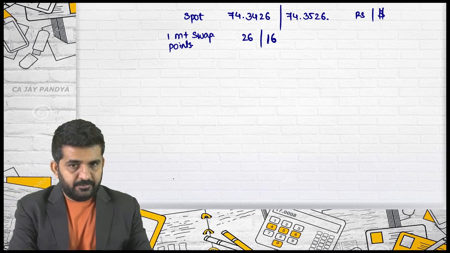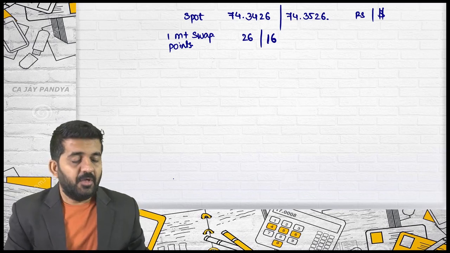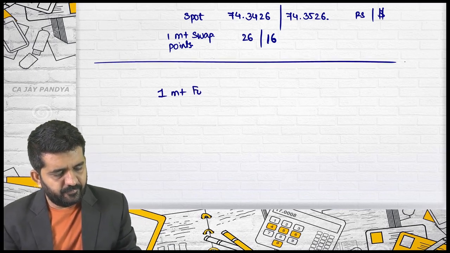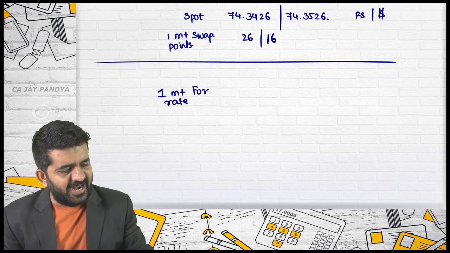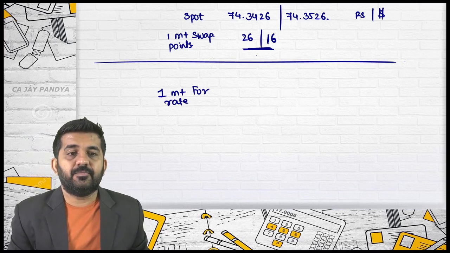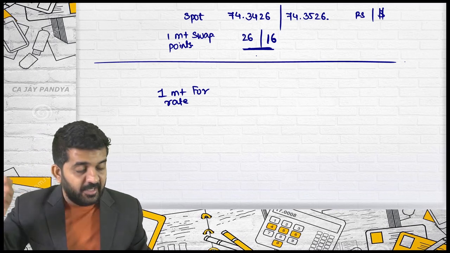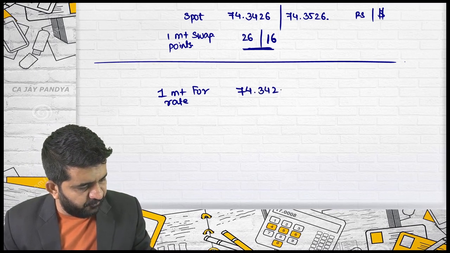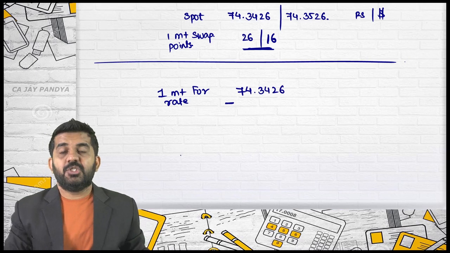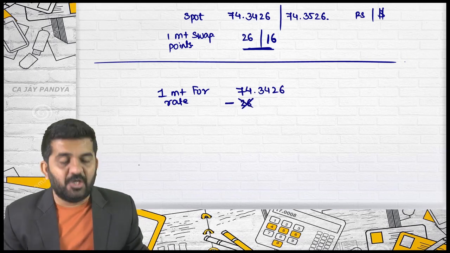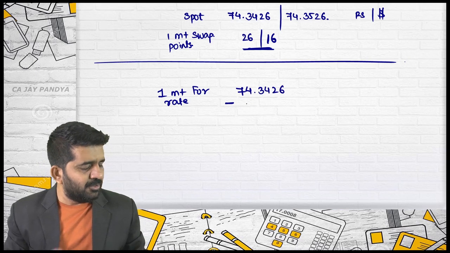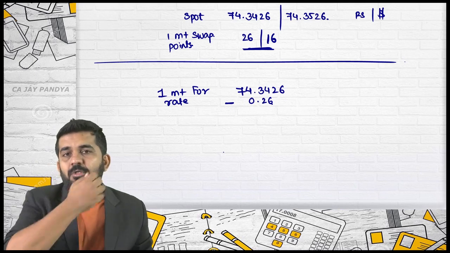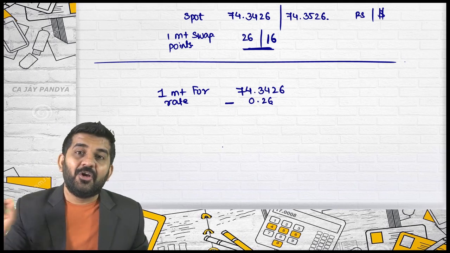Sakshi, you are online? Yes, sir. For finding out 1 month forward rate, should this be added or deducted first? Deducted. It will be deducted. Now try to concentrate over here. How will it be deducted? 74.3426 minus what should be deducted is 26. It will not be deducted. Can you, Sakshi, help me out? 0.26 will be deducted. Again, the answer is no.